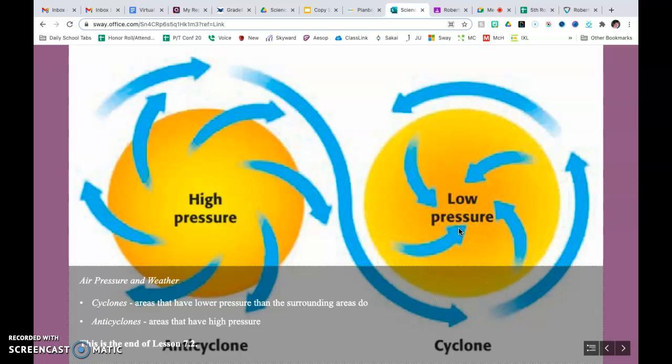Counterclockwise. An anticyclone is opposite of a cyclone. So if a cyclone has low pressure, an anticyclone is going to have high pressure, and it's going to move clockwise, just the opposite of the cyclone. So a cyclone, low pressure, counterclockwise. Anticyclone, high pressure, clockwise. And you kind of have to trick your brain because you kind of want to put anti-clockwise with anticyclone, but it's not that way.